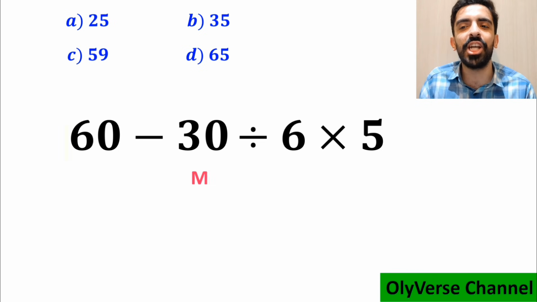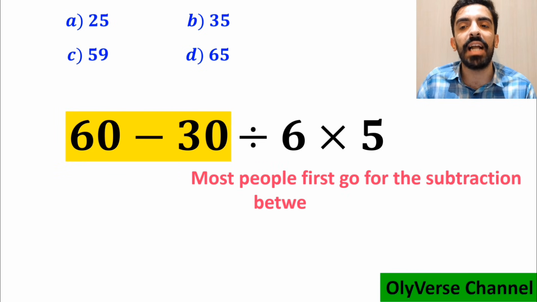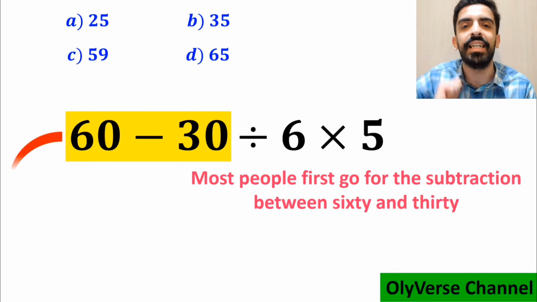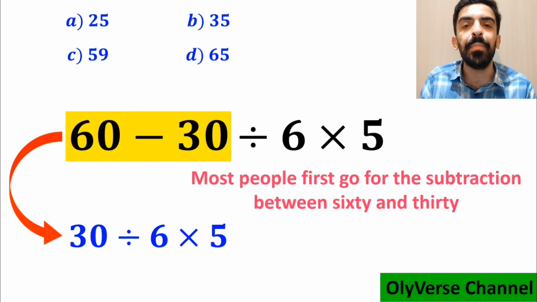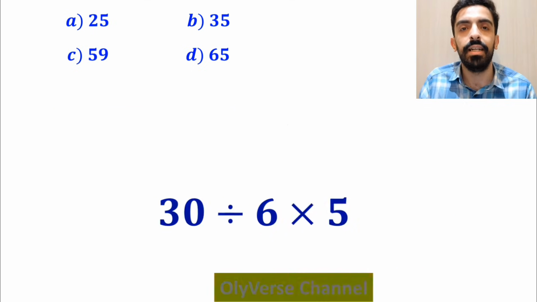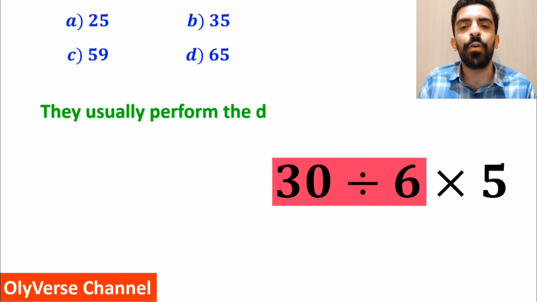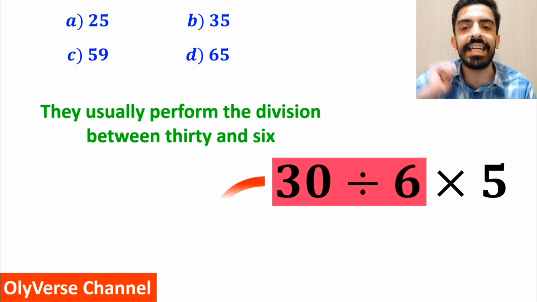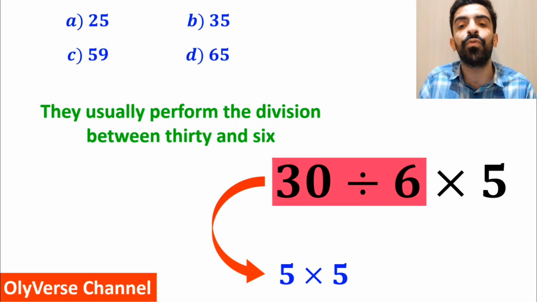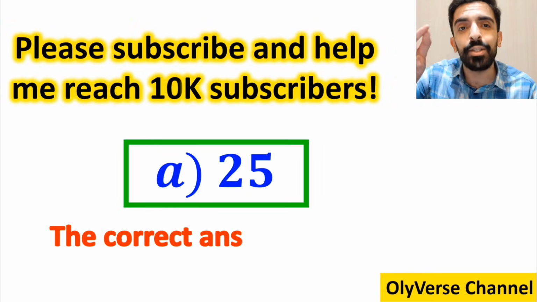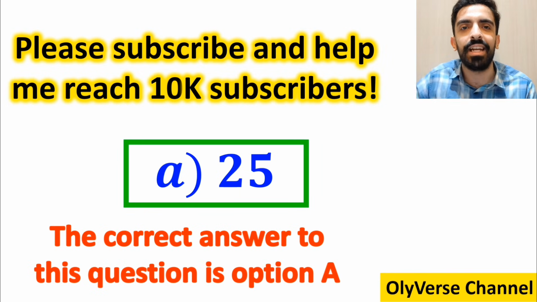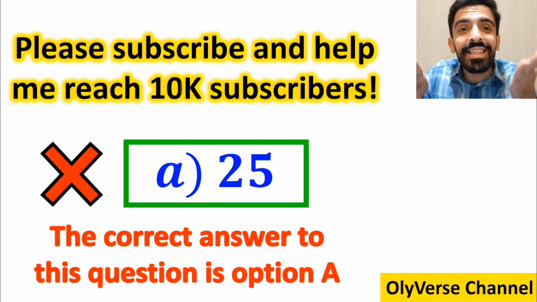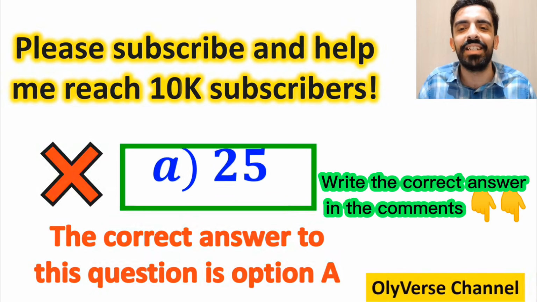To solve this question, most people first go for the subtraction between 60 and 30, and they rewrite it as 30 divided by 6 times 5. And the next step, they usually perform the division between 30 and 6, simplifying this expression to 5 multiplied by 5, which finally gives them the answer 25. And immediately, they quickly say that the correct answer to this question is option A. However, it's not the correct answer to this question.